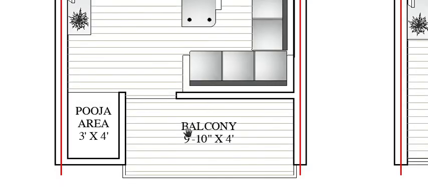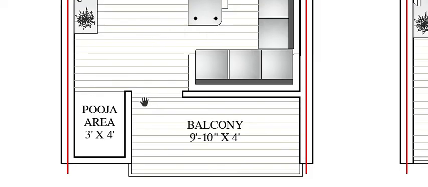So this is 9 feet 10 inch by 4 feet. It means here to here is 9 feet 10 inch and here to here is 4 feet.